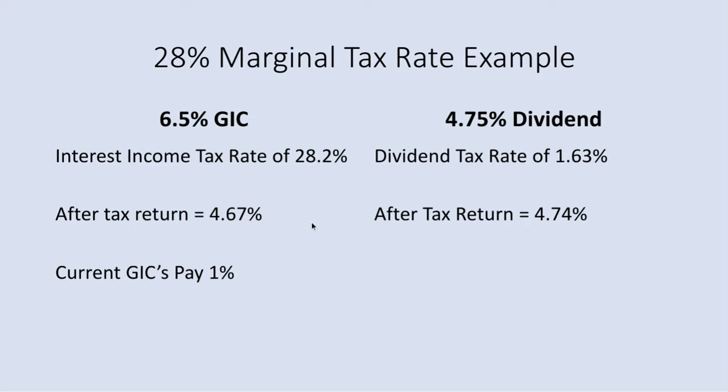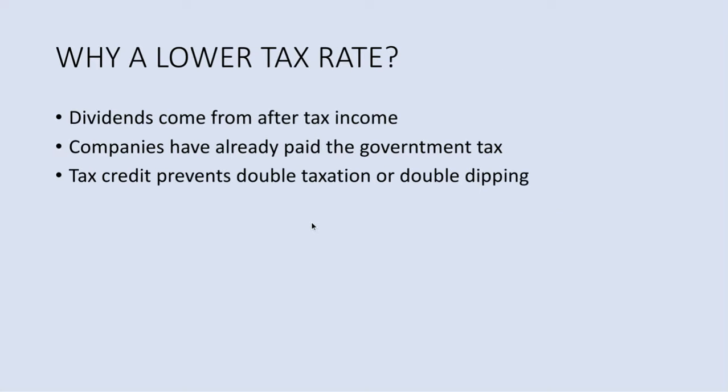And this is overlooked often, but I'm going to recap why there is a lower tax rate. These dividends are from after-tax income. They've already paid their tax from their profits, and there's no catch to it. The government knows what is fair. The credit is going to prevent the double dipping and the double taxation.